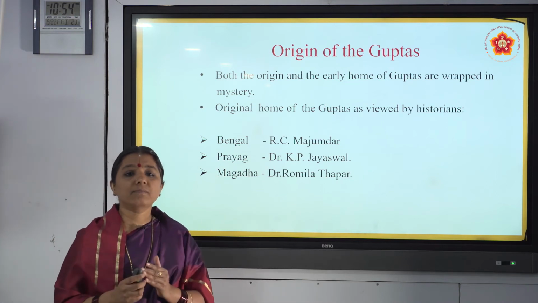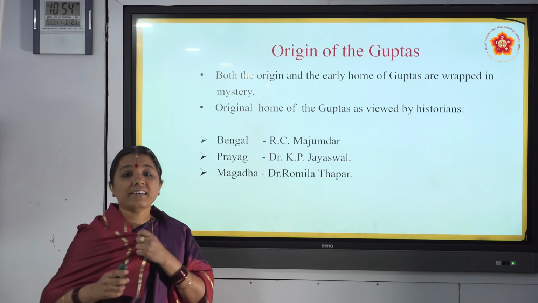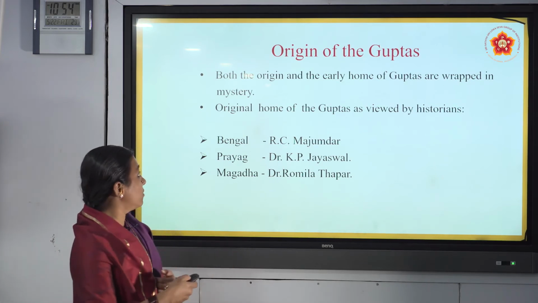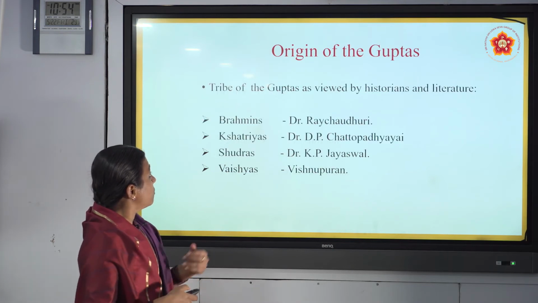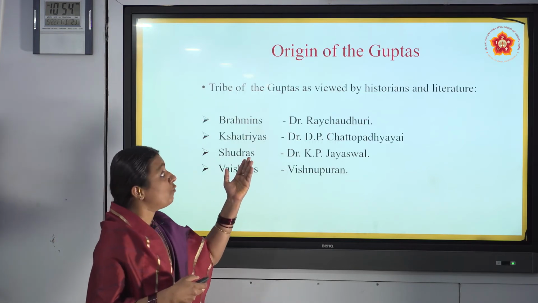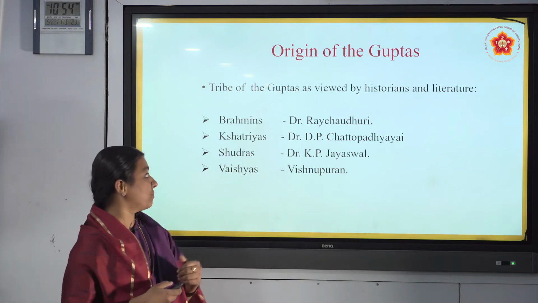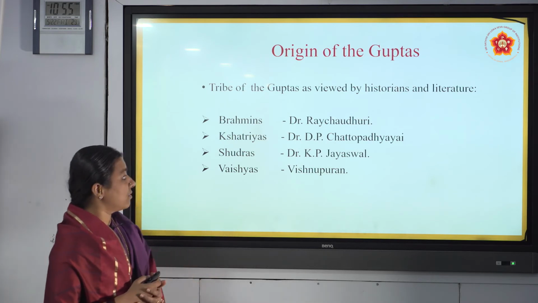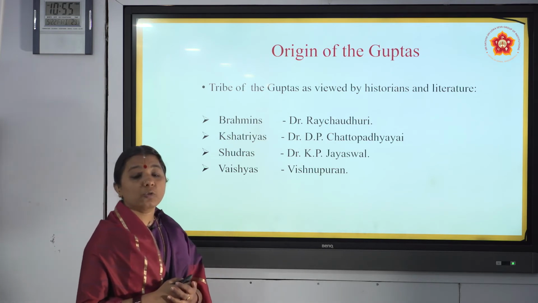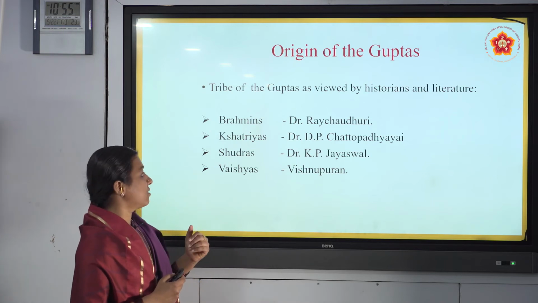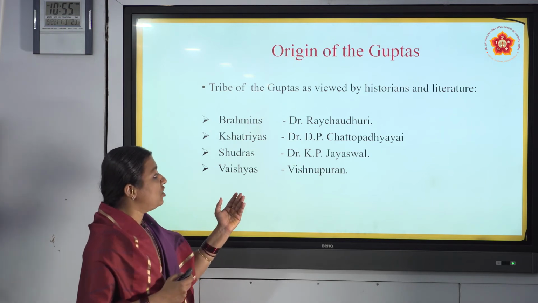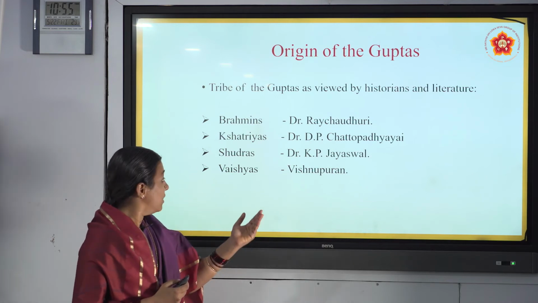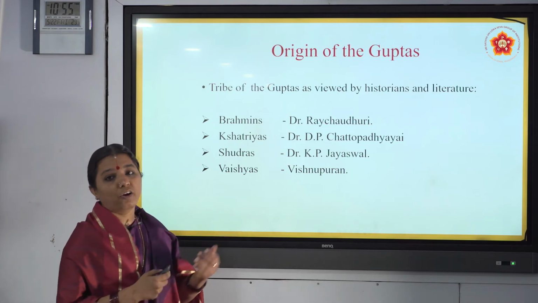The same type of controversy exists regarding the tribe to which the Guptas belonged, as viewed by historians and literature. According to Dr. Roy Chowdhury, they were Brahmins. According to Dr. D.P. Chattopadhyay, they were Kshatriyas. According to Dr. K.P. Jaiswal, they were Shudras. And according to the Vishnu Purana, they were Vaishyas or landlords.